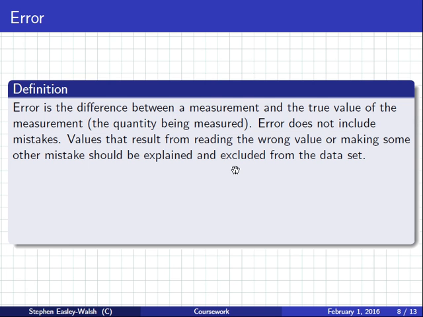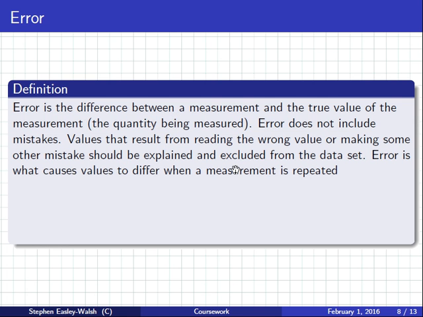And you could exclude it if you want. Error is what causes values to differ when the measurement is repeated. So if you think about it, if you measure something and you measure it again, you should get the same value if it doesn't change, right? But because of error, you'll get a small, different value.